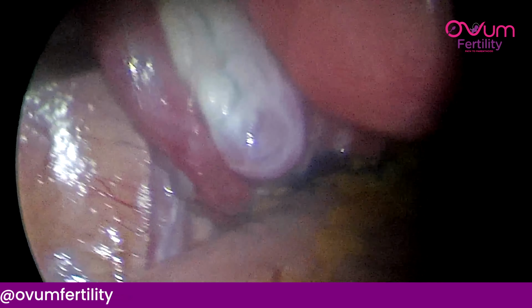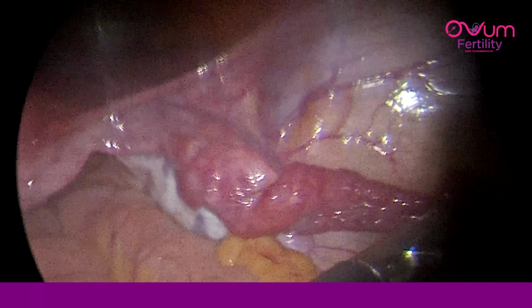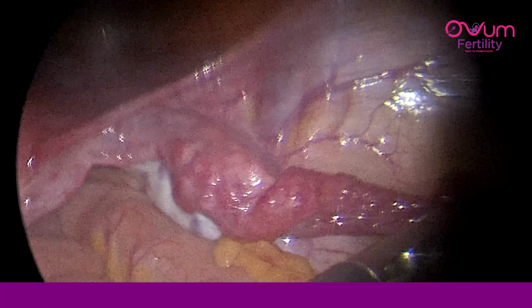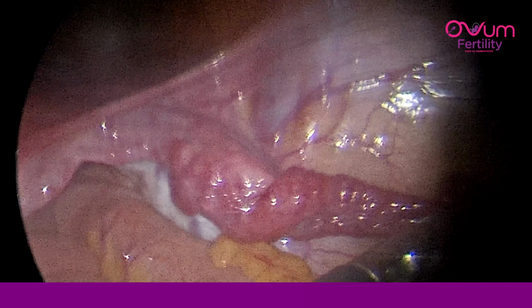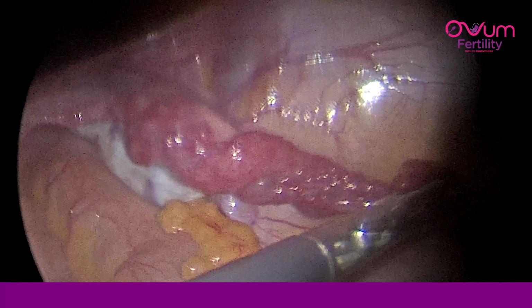You can see the blue dye coming out from the left tube. And not only tubal patency, we also assess how good the tube is to do the pickup of the oocytes. So we are assessing the caliber of the tube, whether there is any dilatation or tortuosity. This is a normal tube, and how the structures accompany the tube.